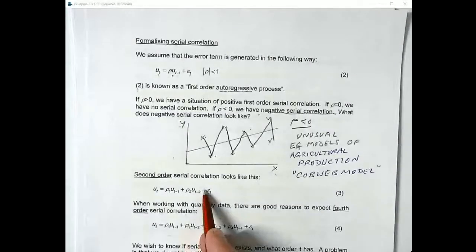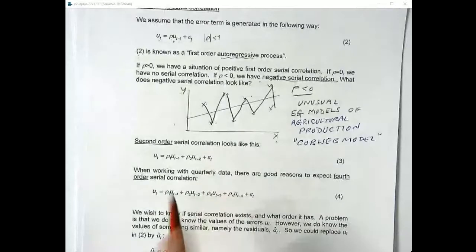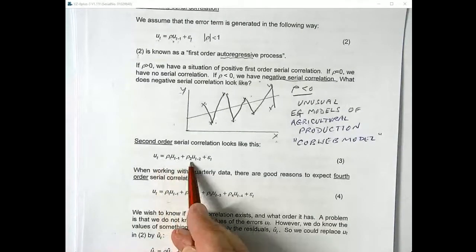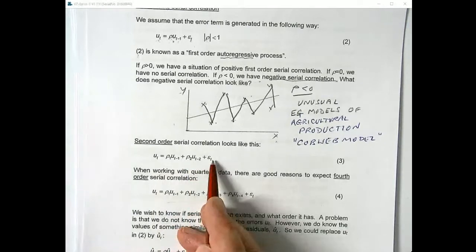Second order serial correlation looks like this. The error term in t depends on the error term in t minus 1 and the error term in t minus 2, and there's a separate error term there. This epsilon t, think of that as a well-behaved error term. That one doesn't have serial correlation in it.